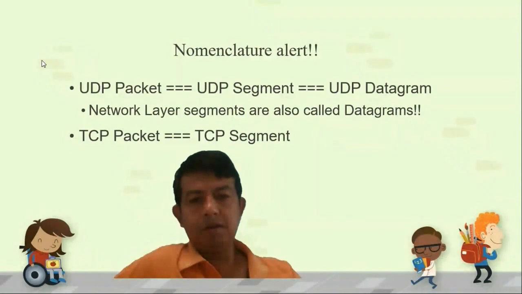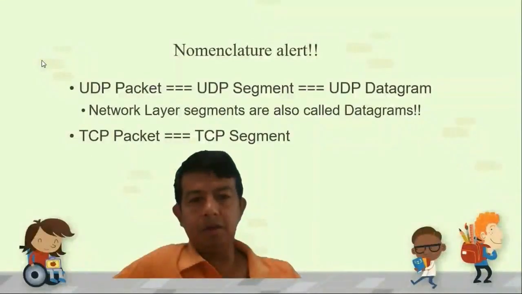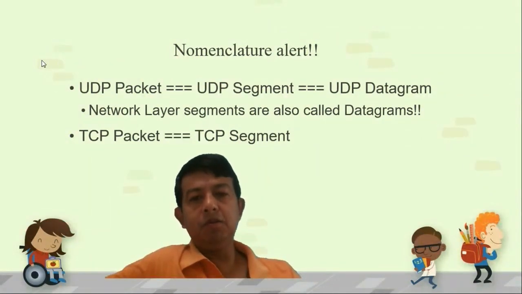The data comes from the application layer. UDP or TCP divides it into a small number of segments. Some books term these segments as a packet. Some books term these small segments as segment. So whether someone refers to it as a UDP packet or UDP segment, they are synonymous. So don't get confused about it. In some books, UDP segments are also known as UDP datagrams.